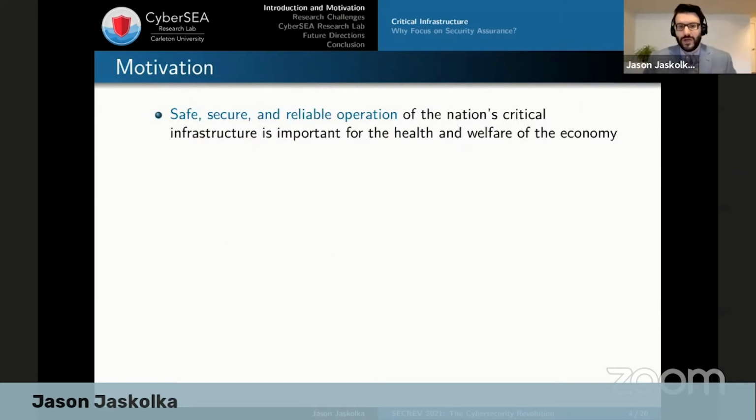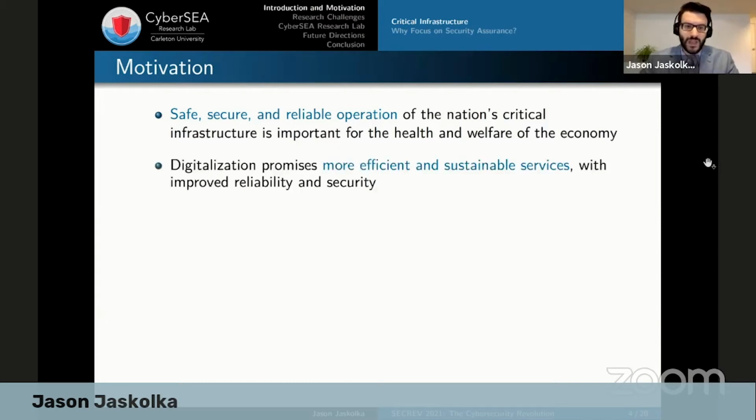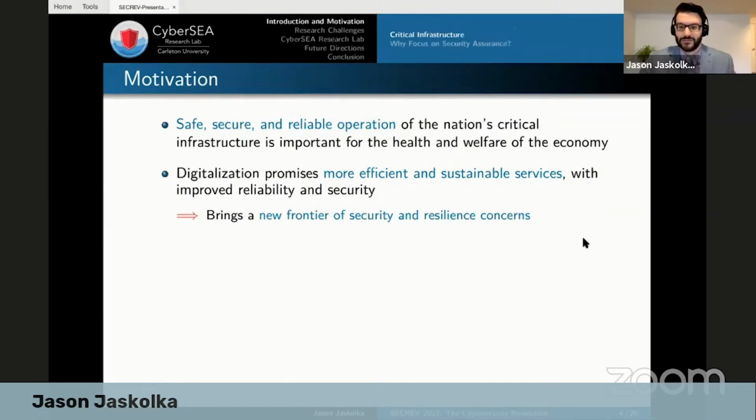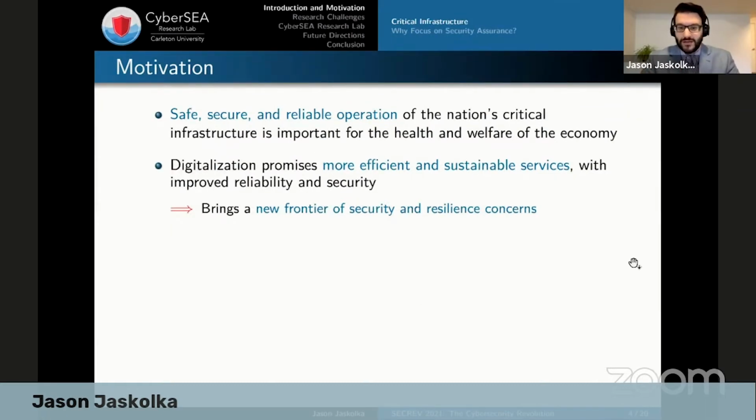It's not hard to think about why we need to worry about the security of such infrastructure. The safe, secure, and reliable operation of the nation's critical infrastructure is important for the health and the welfare of the economy. With this modernization and digitalization, we get promises of more efficient and more sustainable services. There are also promises of improved reliability and security. And with this brings a new frontier of security and resilience challenges, and that becomes something that we really need to start worrying about.